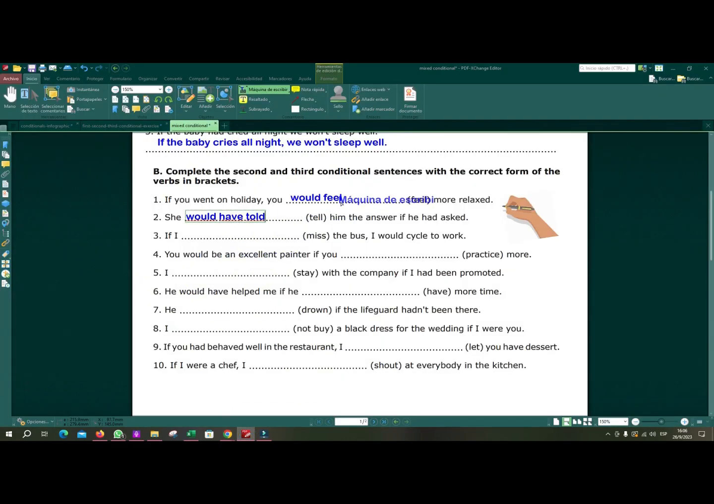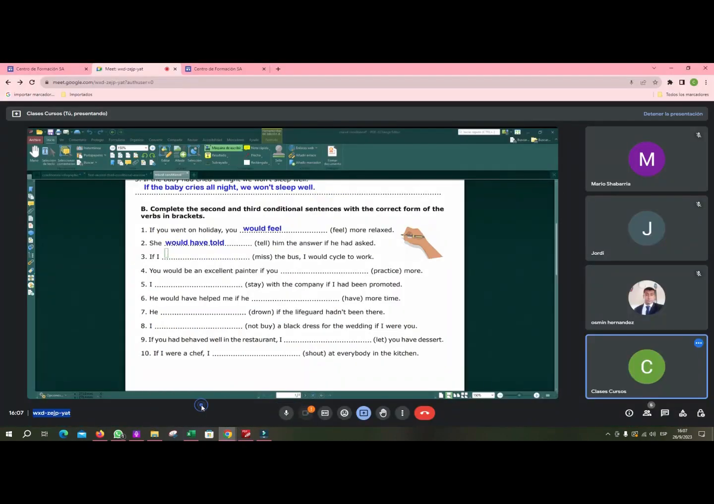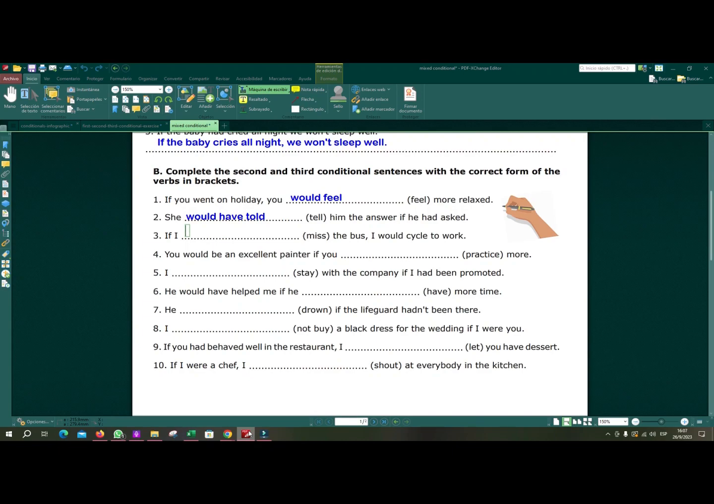Let's check the answers. What about number 3? If I were the boss, I would cycle to work. I guess that would be the second conditional. So, which could be the answer, Mr. Rohmin? I don't know if you can unmute your microphone. Yes, teacher. Okay, nice. So, which could be the answer in number 3?